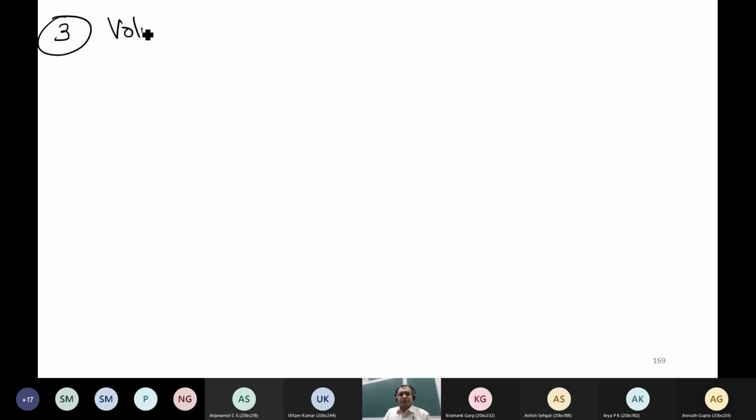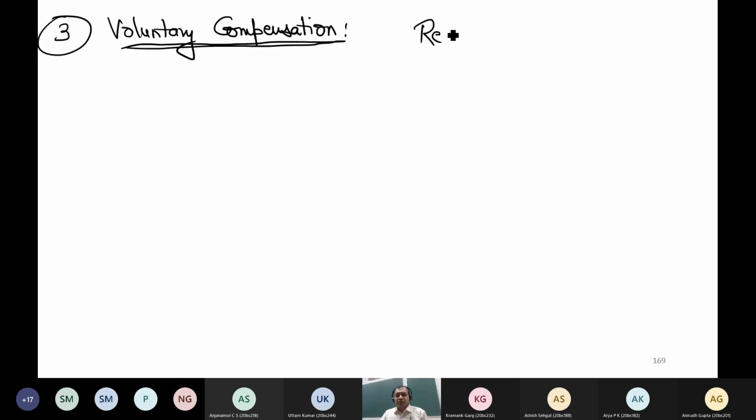Third point, voluntary compensation. Many times companies give employees voluntary compensation. Retrenchment is where you are terminated forcefully. You didn't have any choice. Voluntary is different. So here also, whatever compensation is received is not fully taxable. Some amount is exempt.